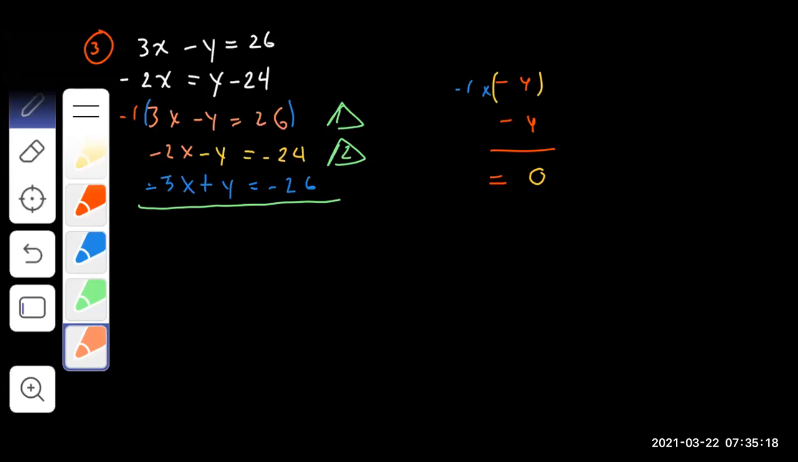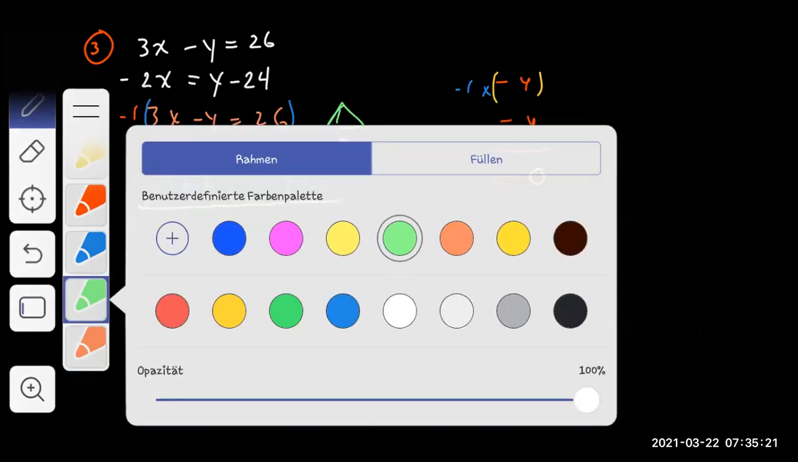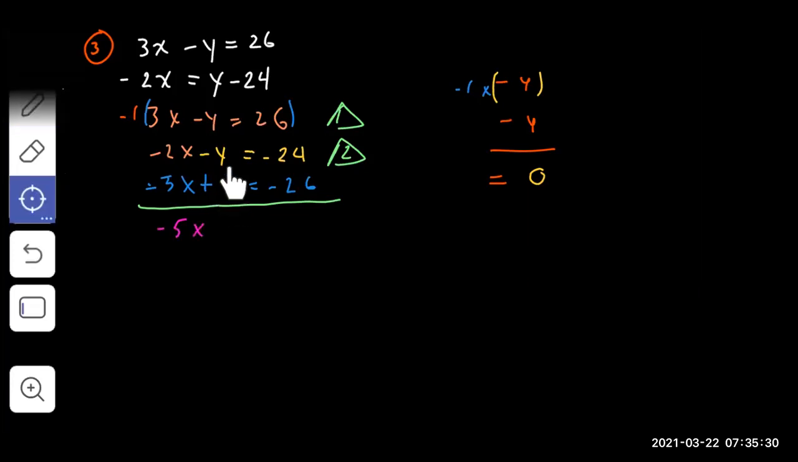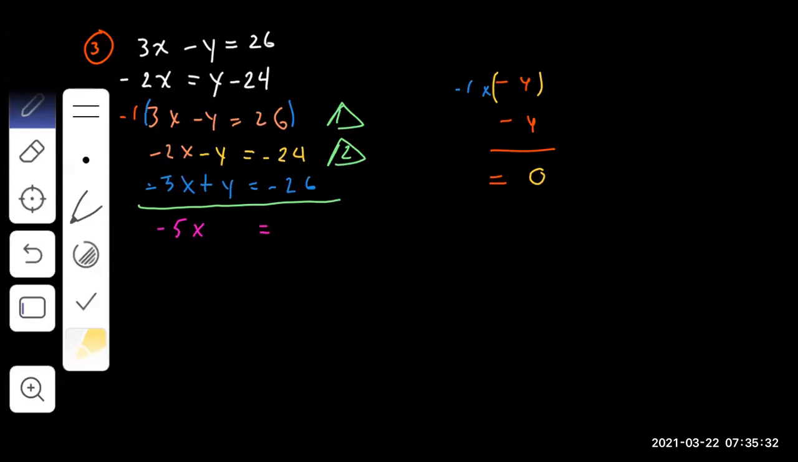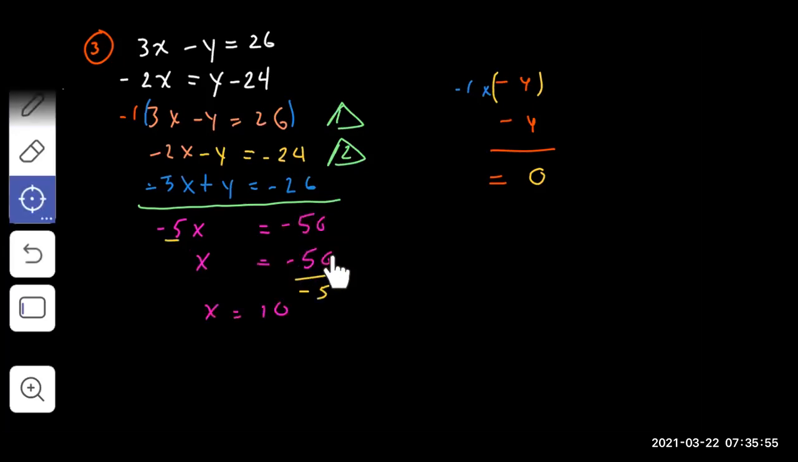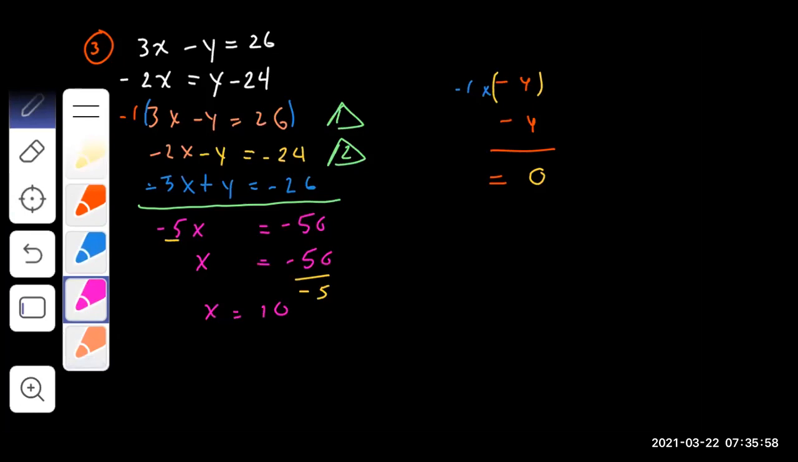Negative 2 and negative 3 will be negative 5x. And then y minus y is 0, guys. Negative 24 minus 26, that is negative 50, I think, right? And x will be negative 50 divided by negative 5. And what is that equal to, guys? Positive 10. You are dividing negative 50 by negative 5, and the opposite signs make it positive.